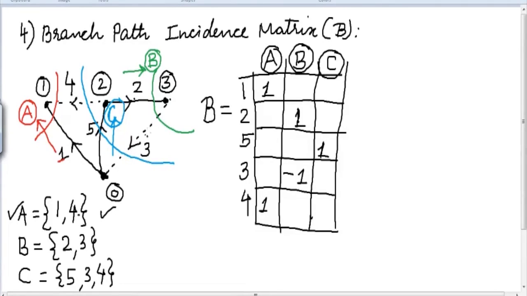This 3 should be positive or this 3 should be negative? Very good. So 3 should be negative. So let us make this 3 negative. So I have made this 3 as negative.